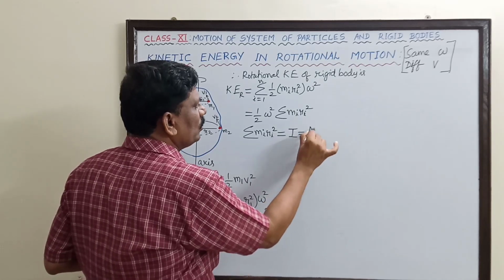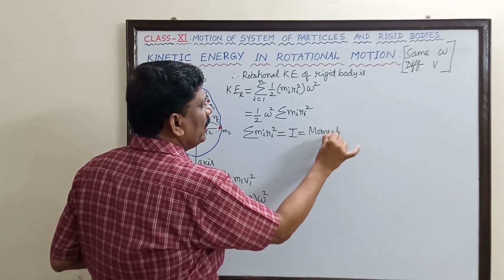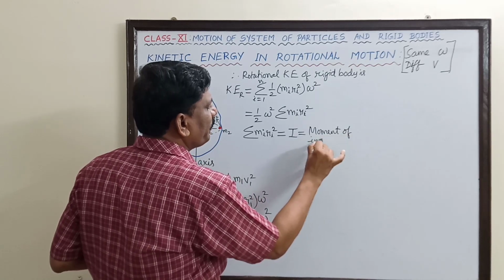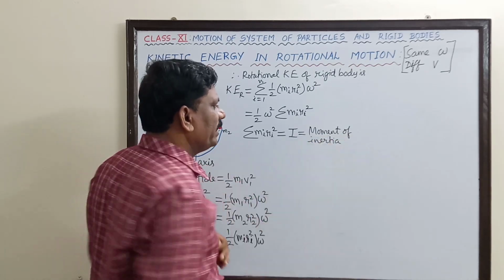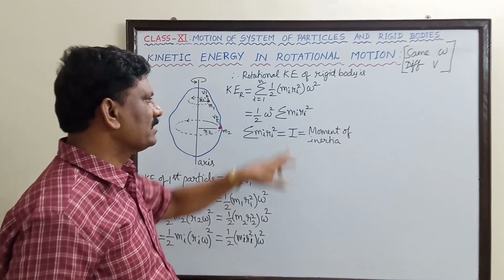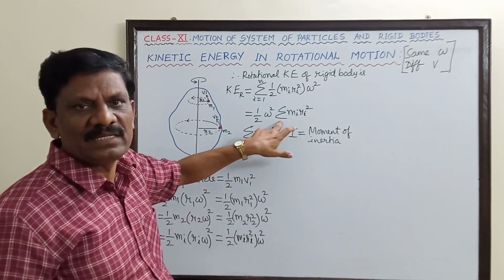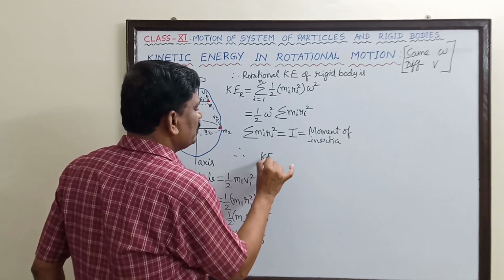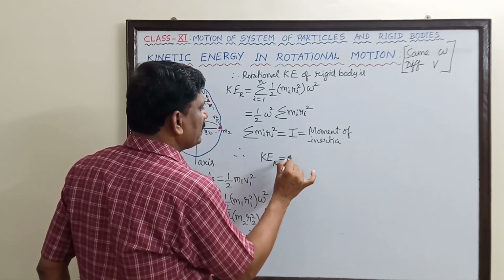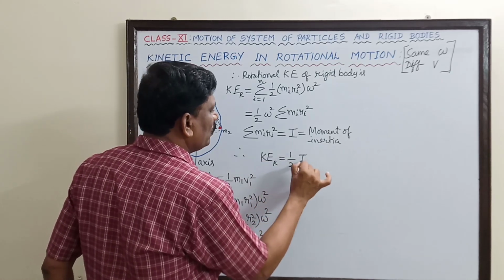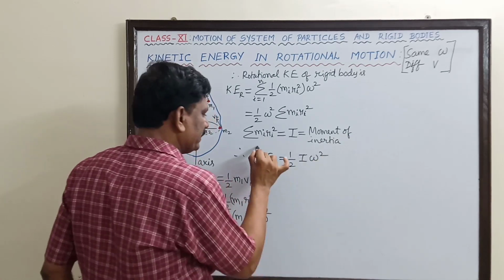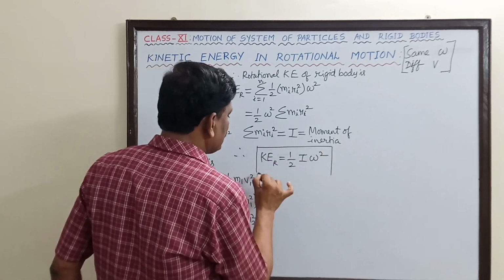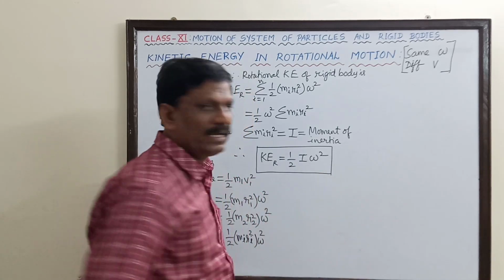So this is equal to what? Moment of inertia of the rigid body about the axis of rotation. So I can substitute capital I for this sigma term. Therefore, kinetic energy of rotation is equal to half into I omega square. So this is the required expression.